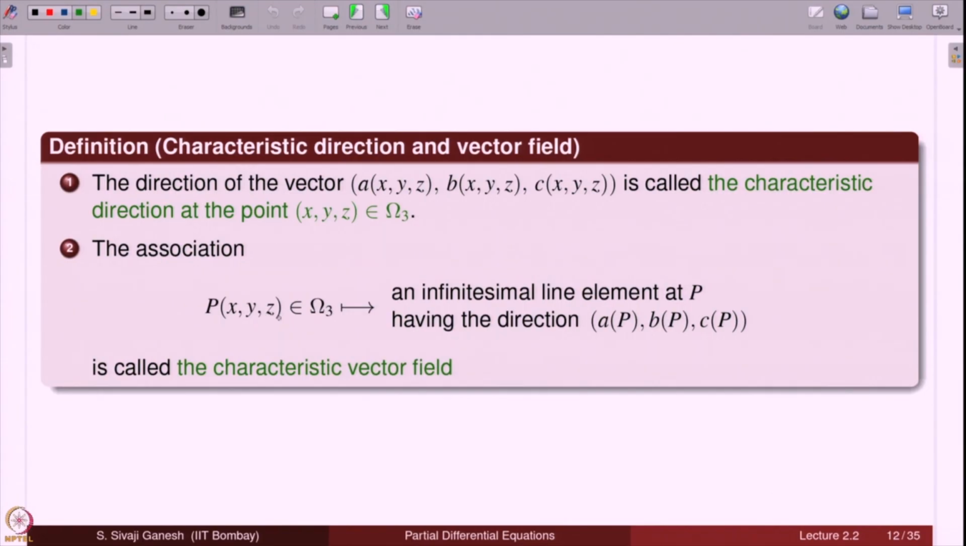We can't easily draw things in 3 dimensions, but imagine this is your omega. Any point, you just put some lines like that. These are the directions of ABC at that point. Of course, it varies from point to point and so on. This is called the characteristic vector field associated to the quasi-linear equation QL. If you change the equation, ABC will change, therefore this association will also change.